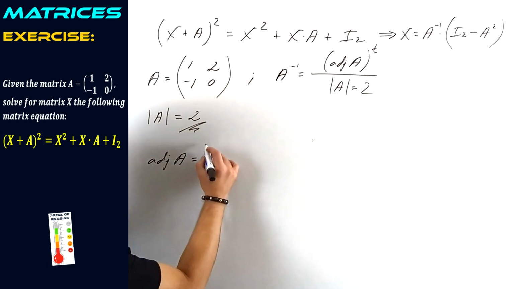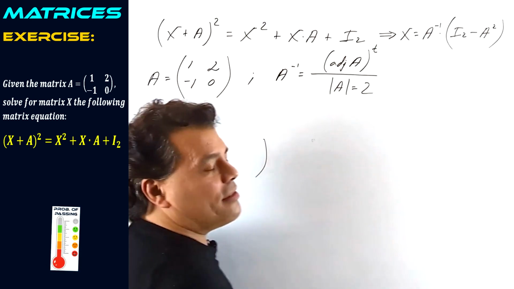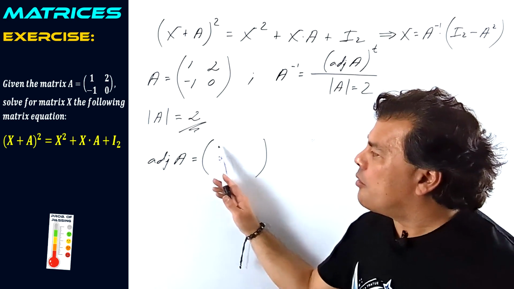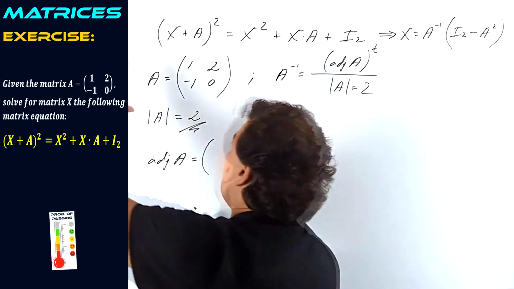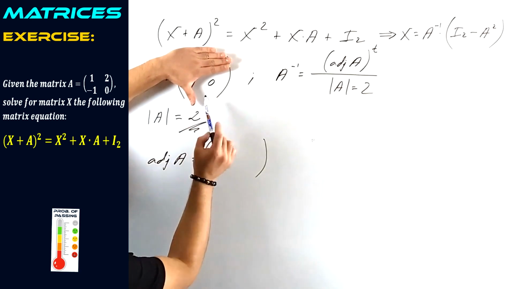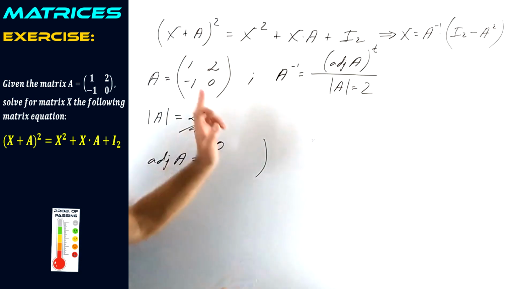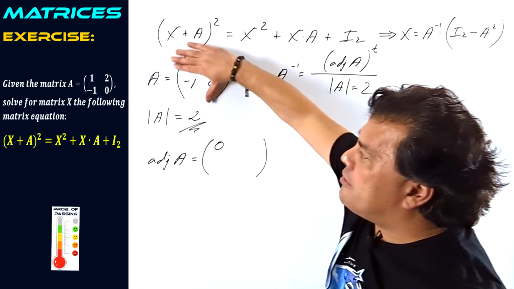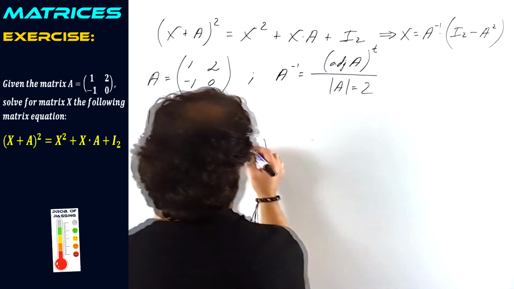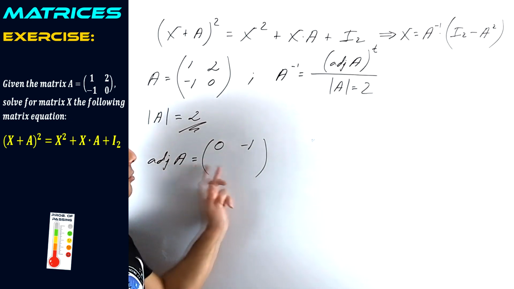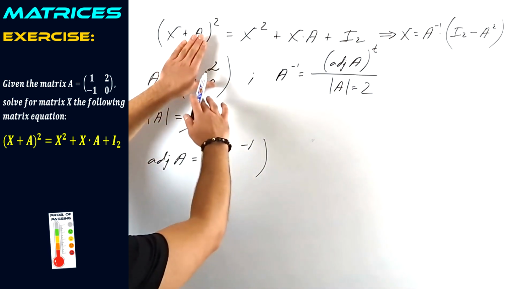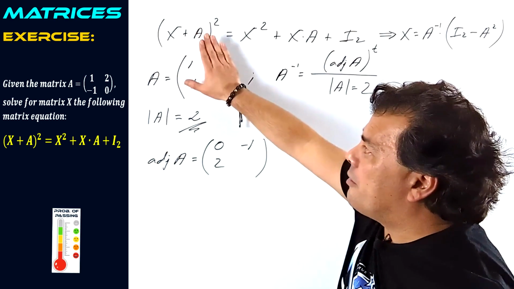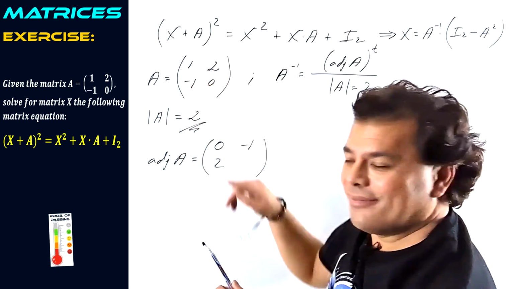Can you remember that when calculating these positions, for the first one, let's eliminate row 1 and column 1. Row 1 and column 1: 0. Now let's calculate the second position. Row 1 and column 2: -1. Third position, row 2, column 1: 2. And finally, row 2, column 2: 1.